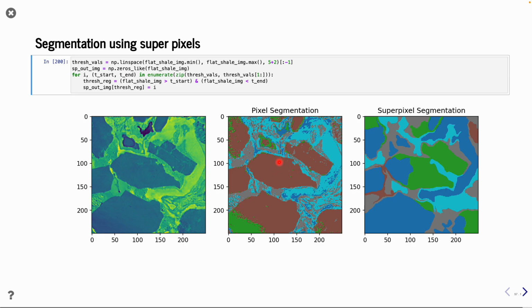So here you can compare what the pixel segmentation looked like, and this is what the superpixel segmentation looked like. Yes, I'm actually a bit confused that that one and that one turned into the same class. That doesn't make sense to me. I have to look into that actually.